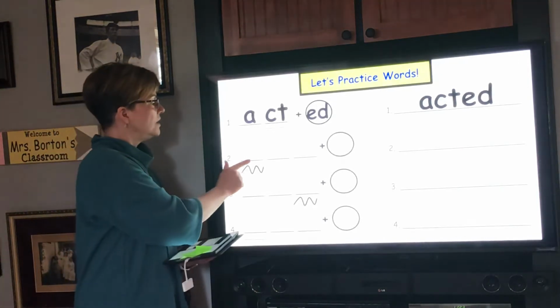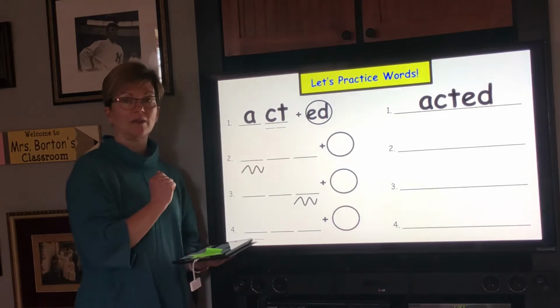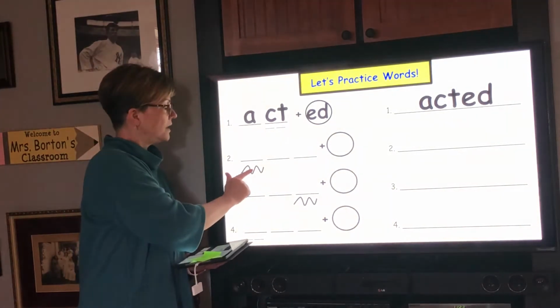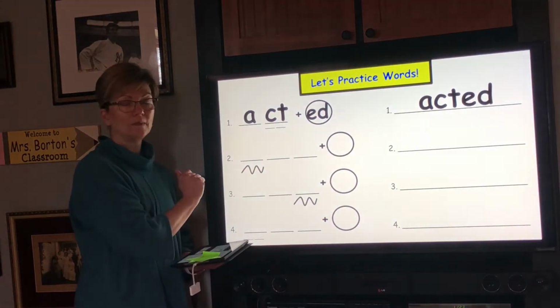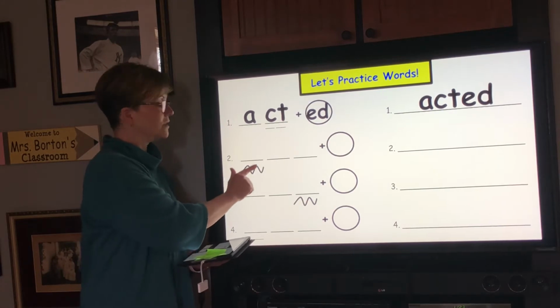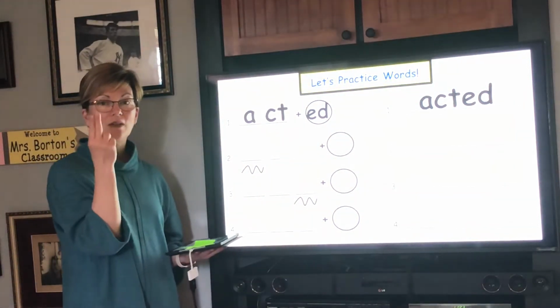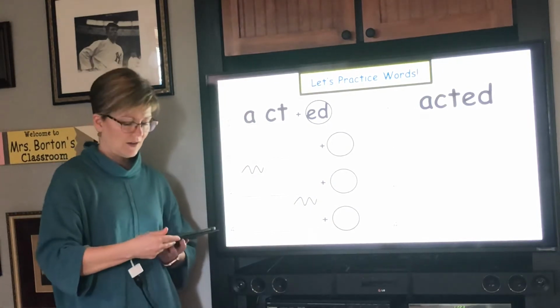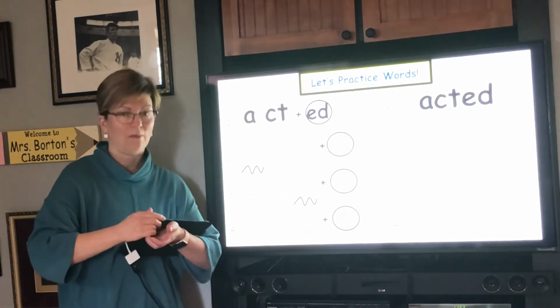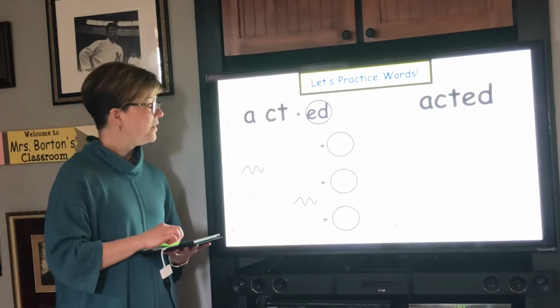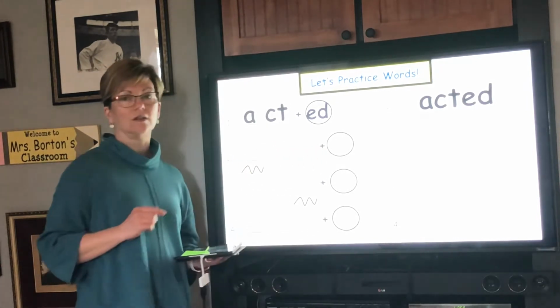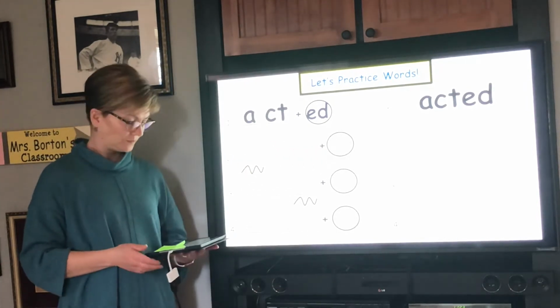All right, number two, you need 1, 2, 3 sound lines. The first sound line gets a squiggle. That's a digraph. So be listening for two letters that come together and make one sound. And then you need a plus and a circle for that suffix. Here we go.